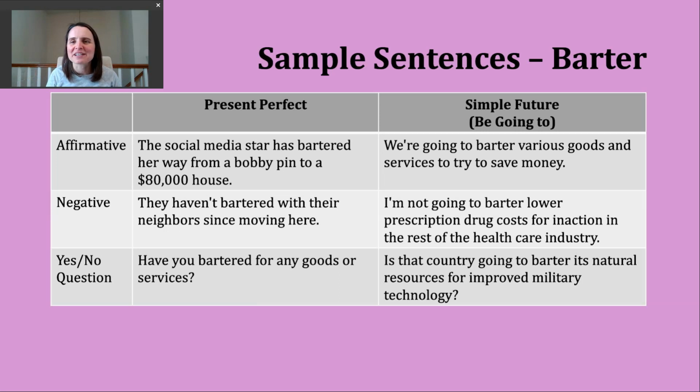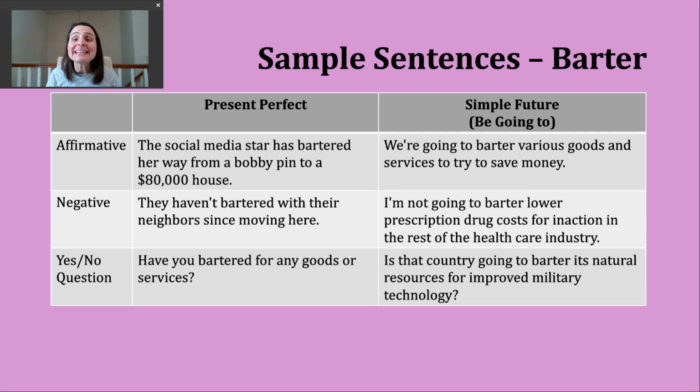Let's look at an affirmative example. We're going to barter various goods and services to try to save money. Okay, so someone might be sharing this as a bit of a plan, right? Some people find this to be an effective way, taking things they already have and maybe don't need in order to acquire things they do need.